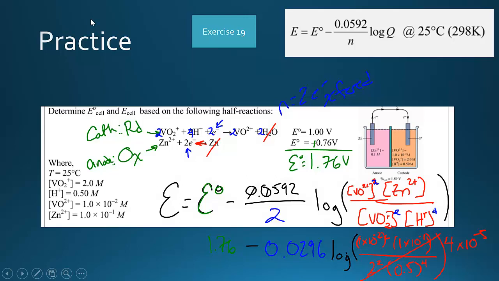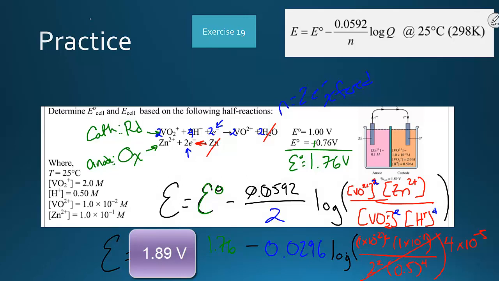1.76 minus 0.0296 times the log of 4 times 10 to the minus 5 gives us a cell potential, gives us a voltage of 1.89, because our reaction quotient must have driven up our cell potential. Our ratio of products to reactants was in such a way that we produced more voltage.